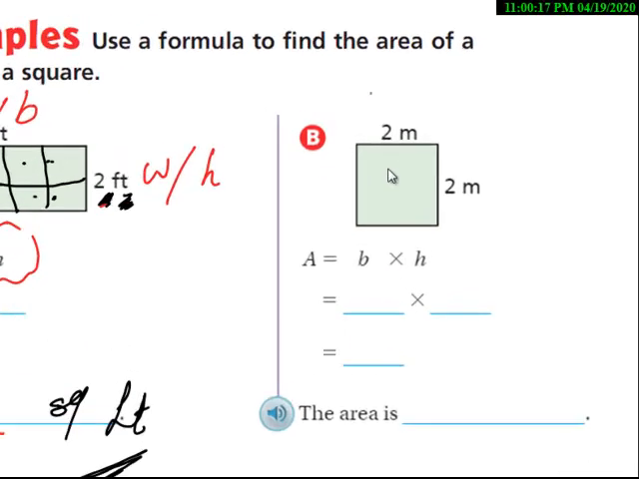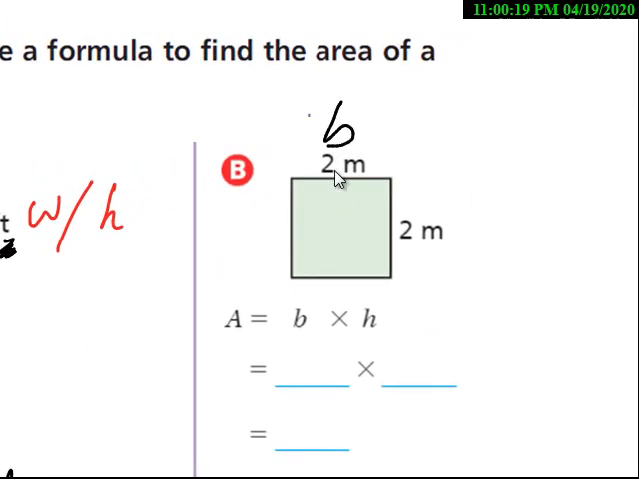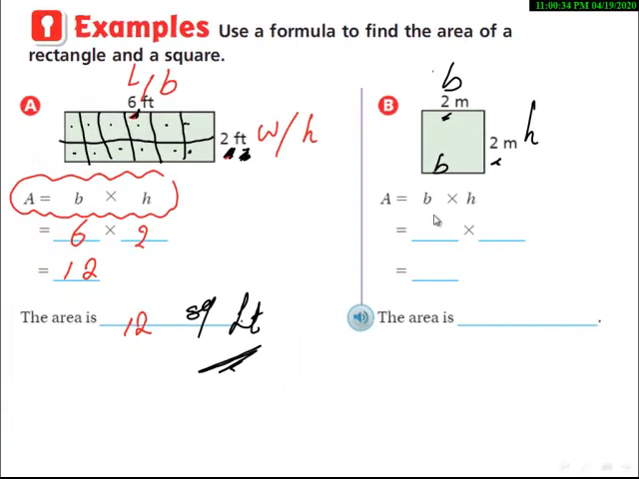Alright, let's apply example P. I have a square. Its base, here base or here base. The same thing. Here base equals 2 meters and its height equals 2 meters also. Great job. Let's apply our formula. Base times height. 2 times 2 equals 4. So the area is 4.